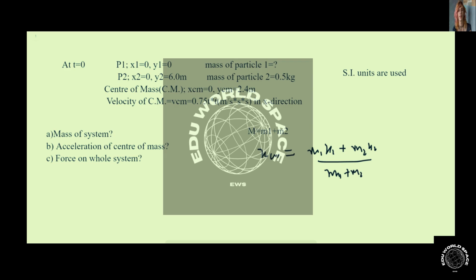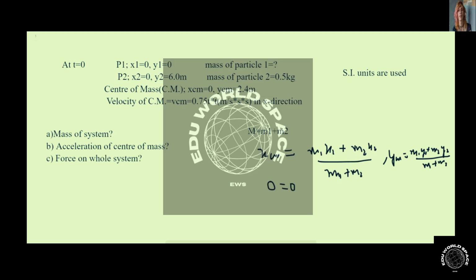So this is the formula of the center of mass. We can calculate the mass here, but we are given that xcm is 0, and also all the positions are 0, so this becomes 0. So we cannot use this formula to find the mass of the system. We can use the second, similar formula: ycm equals m1 y1 plus m2 y2 over m1 plus m2.